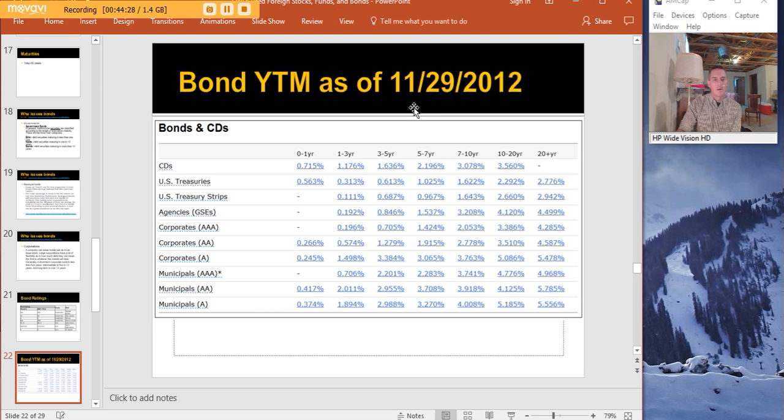Now we look here, this was a rating as of November 2012, and these were the average yields to maturity based on a bunch of different types of risk-rated bonds. And you can see, not very good.